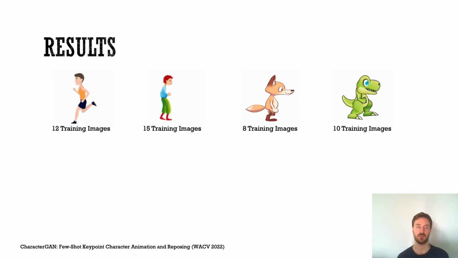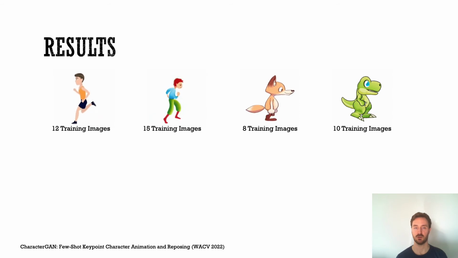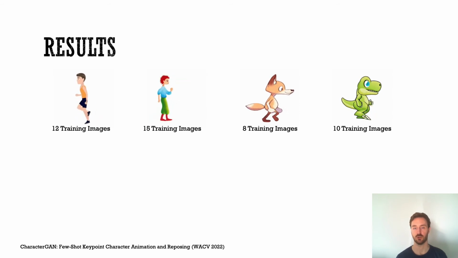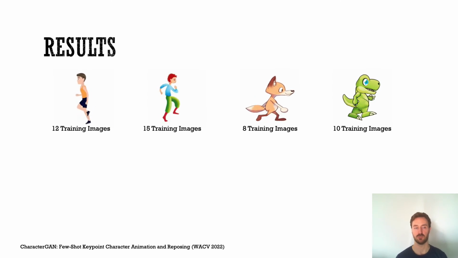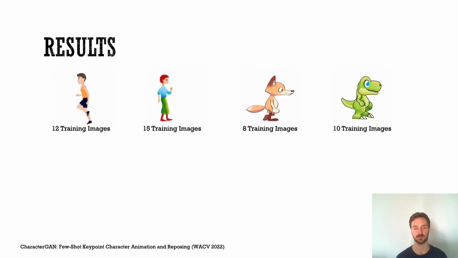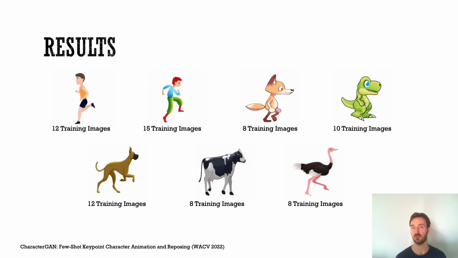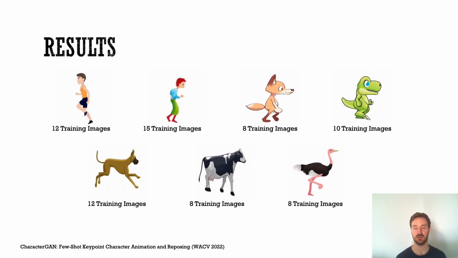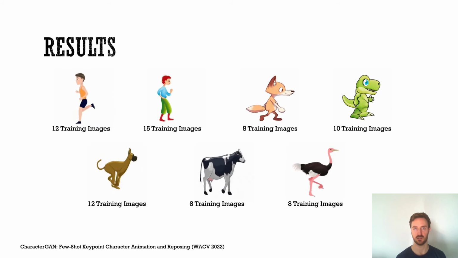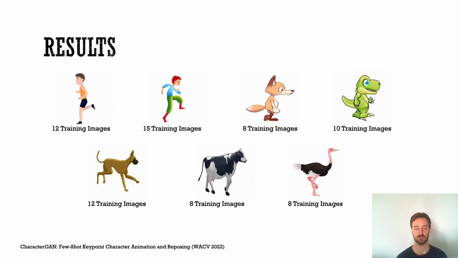So let's look at a couple of results. Here you see animations of our model for different characters and how many training images we used. You can see we really only use very few training images, 8 to 12 on average, and for some characters we use 15. Here are a couple of examples on characters with 2 legs. We can also do this on animals that may have 4 legs. And you can see overall the results are really great, even though we sometimes only use 8 training images.